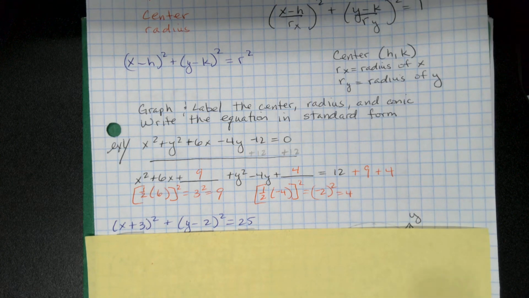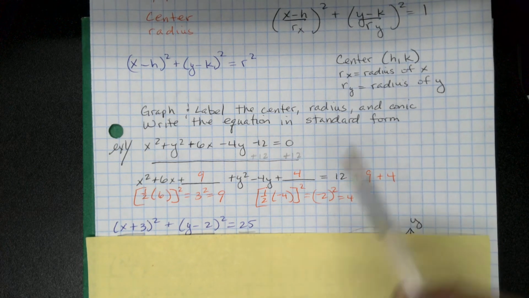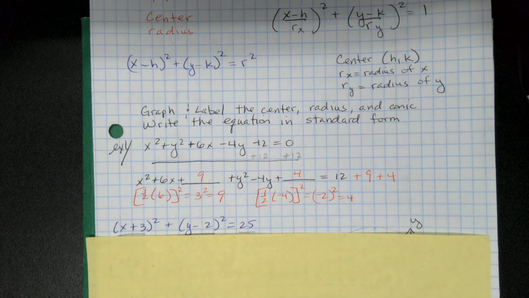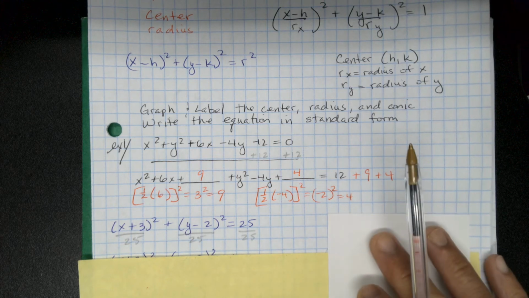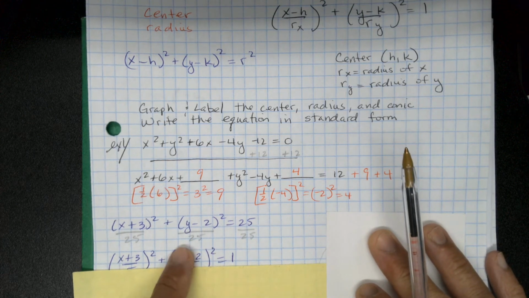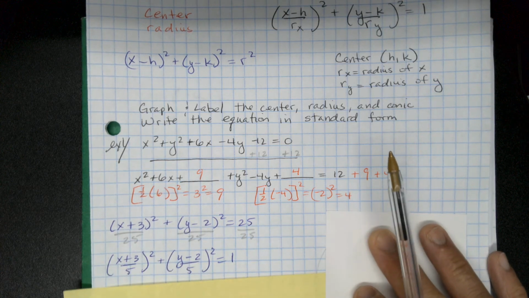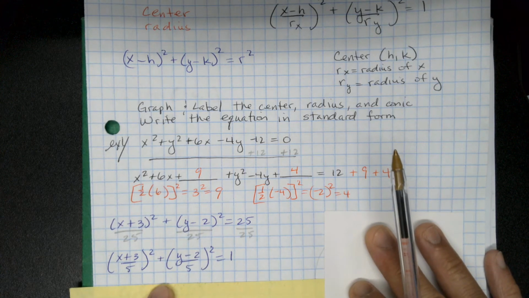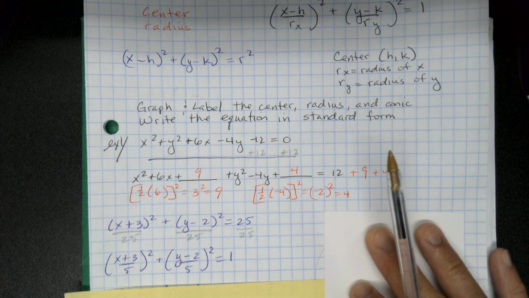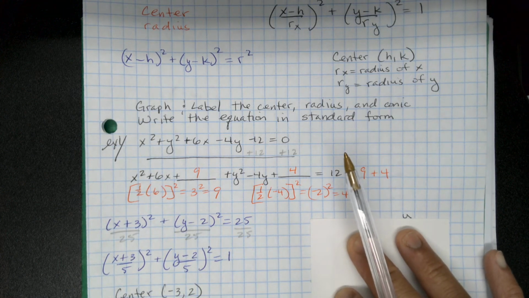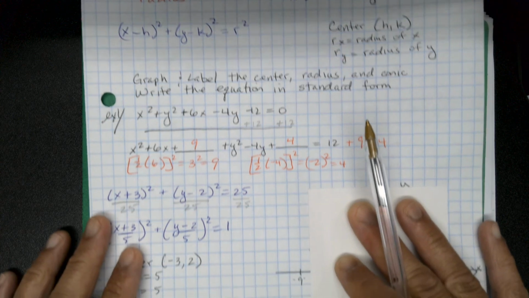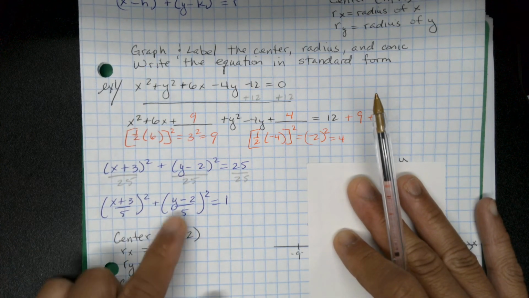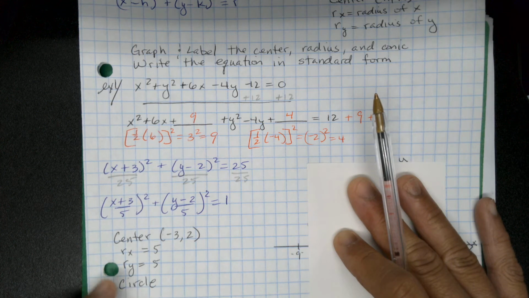So we almost have it in standard form, but remember, this right side has to equal 1. So we divide everything by 25, so we'll get the 1. I can rewrite 25 and 25 as 5 squared, so that's why I have everything in parentheses. This line equals this line, and now we are going to find the center, which is the opposite of positive 3, negative 3, and the opposite of negative 2, positive 2. The radius of x is 5, the radius of y is 5. So when you know the radii are equal to each other, we know we're dealing with a circle.